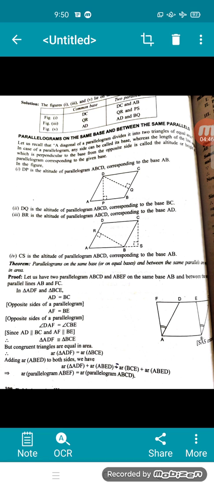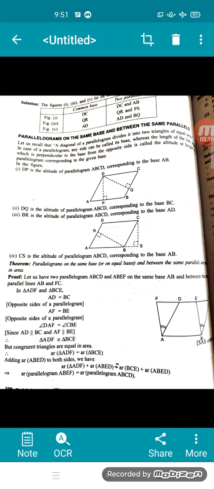In the figure, first one, DP is the altitude of parallelogram ABCD corresponding to the base AB. Is it clear to everyone? Okay. DQ is the altitude of parallelogram ABCD corresponding to the base BC. Please see in the figure. BR is the altitude of parallelogram ABCD corresponding to the base AD. CS is the altitude of parallelogram ABCD corresponding to the base AB.